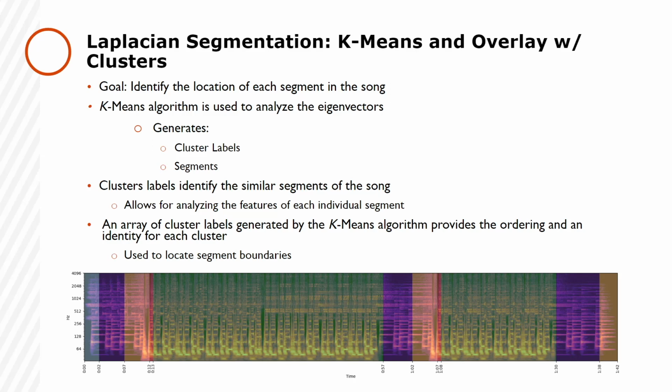Cluster labels that are similar to each other, like if you view the visual at the bottom, the two green segments, those are identified as similar, so they have the exact same cluster label. What this allows us to do is analyze each individual segment's features as opposed to the entire song. So it helps us map the exercises later on.